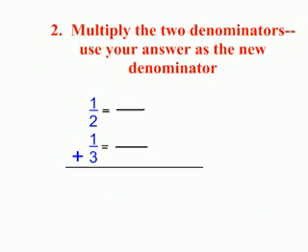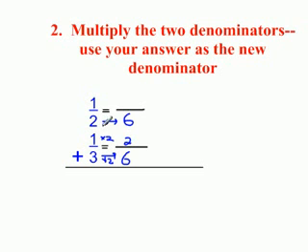I mentioned there's three ways to find a common denominator. A second way is to multiply the two denominators. So 2 times 3 is 6. We'll use 6 as our common denominator. Now this time I changed the denominator, so I changed it by multiplying by 2. So to make it fair, I have to do the same to the top. The numerator, 1 times 2 is 2.